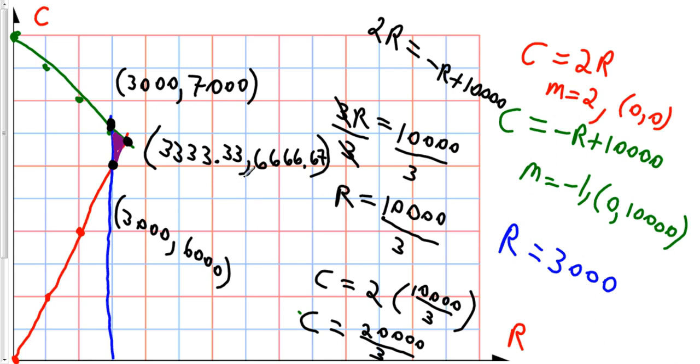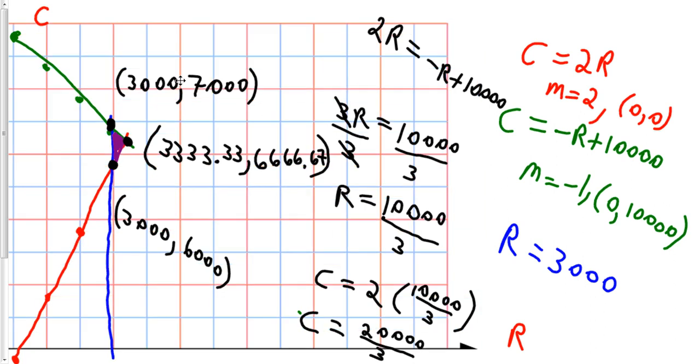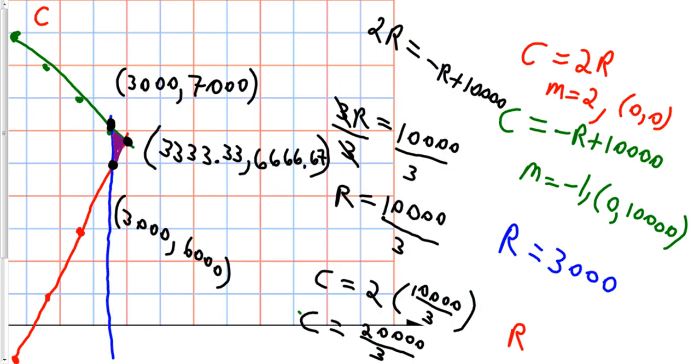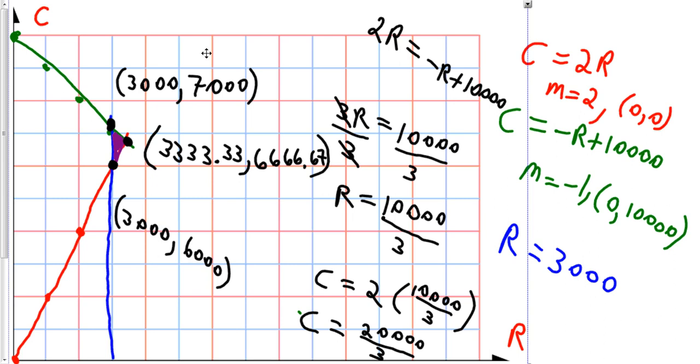Once you have all the vertices of your region of feasible solution, the next step is to take those vertices and plug them into the objective function. The largest value will be your maximum. The smallest value will be your minimum. So let's go ahead and do that now.